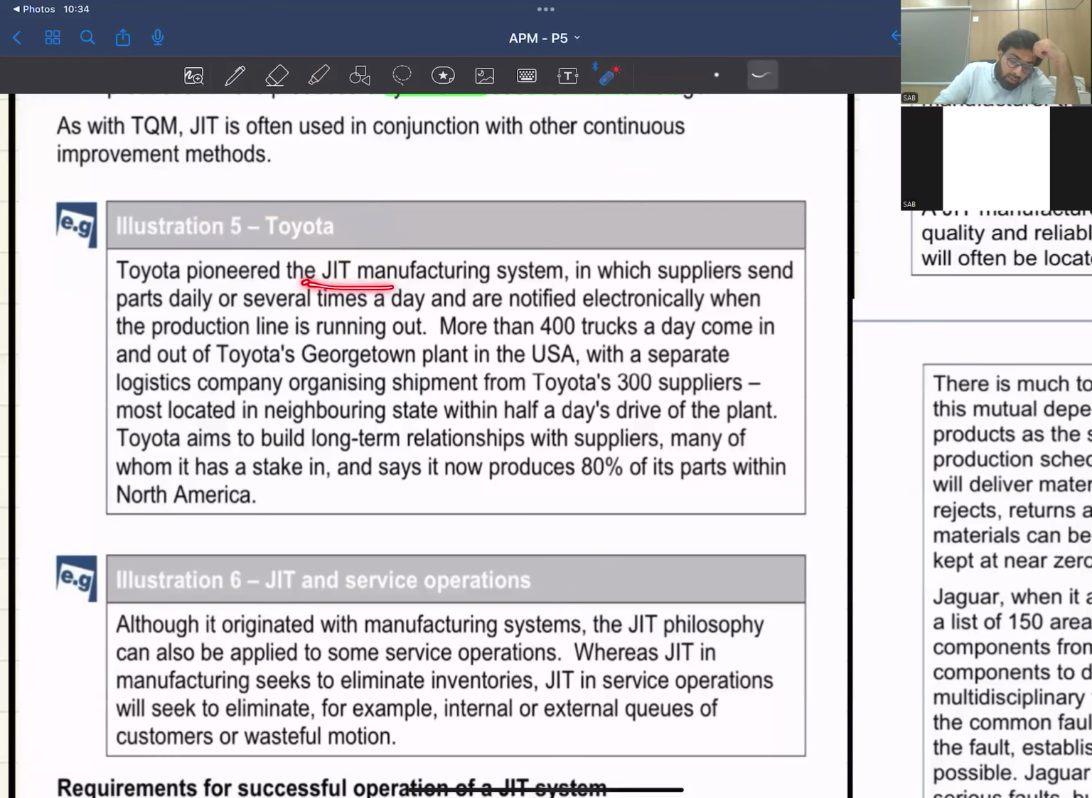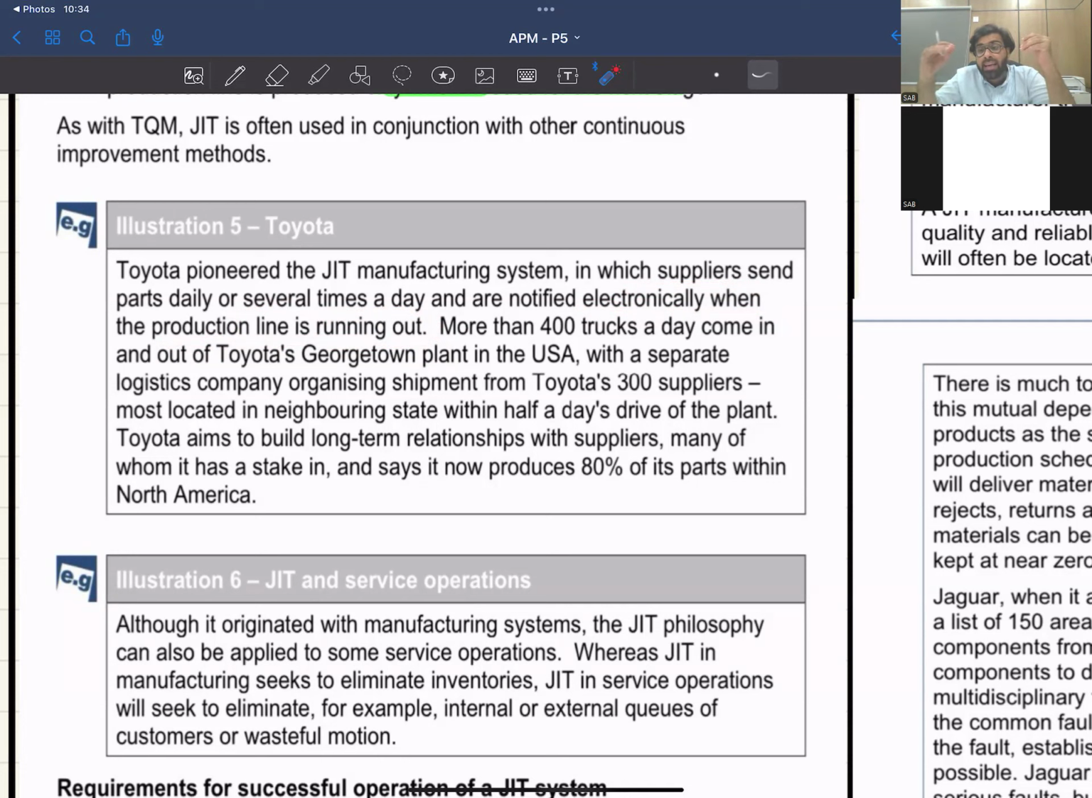Toyota pioneered the JIT manufacturing system in which suppliers send parts daily or several times a day and are notified electronically when the production line is running out. Toyota never builds the stocks. When they receive an order, they give it to the supplier, and the supplier delivers the material and they do production. If their production line is running out, they just notify the supplier.